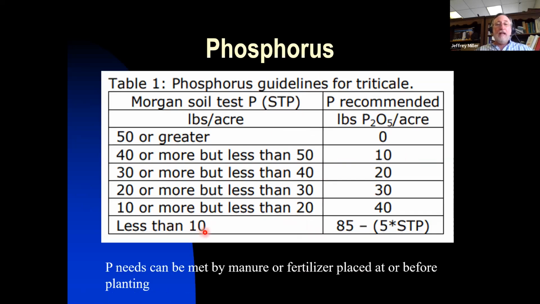When you're less than 10 pounds, as far as the soil test value, you use this formula, 85 minus 5 times the soil test phosphorus. That's the rate that you need to apply. So let's just say we had, I don't know, 4 is the value, 5 times 4 is 20, 85 minus 20 is 65 pounds of phosphorus to be applied.